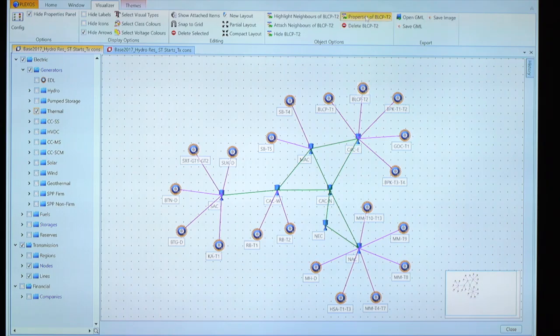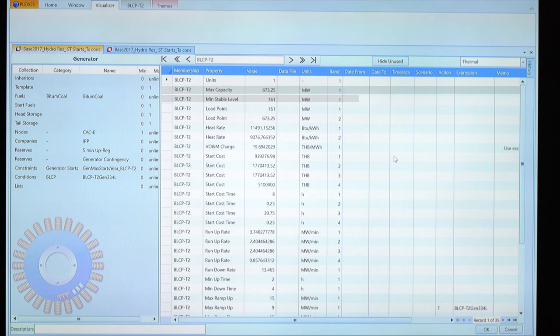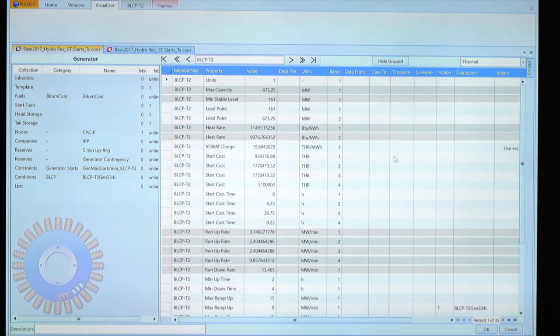If we look at one of the generators, we can see that it includes a lot of operational characteristics of the generator. We have information such as the maximum capacity, the minimum stable level, heat rates, the run-up and run-down cost, and so forth. It's not always about economic dispatch. Sometimes there are physical and contractual agreements that EGAT has with other vendors that actually play a part in day-to-day operation.